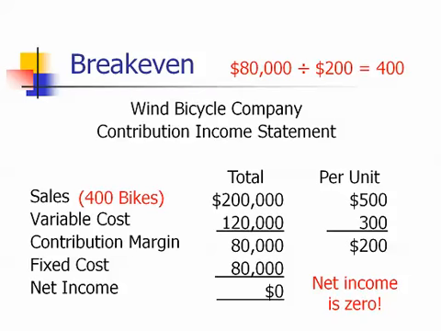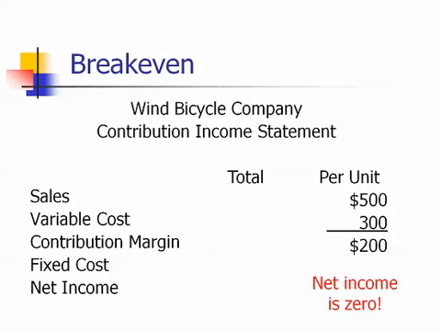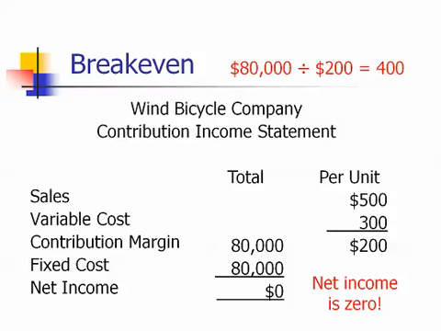At 400 bicycles, we'll have sales of $200,000, variable cost of $120,000, giving us our $80,000 contribution margin, which, after we subtract our fixed cost of $80,000, leaves us with zero net income, which was our break-even point. Again, break-even is where net income is zero, so we start with net income of zero. We add back our fixed cost of $80,000, which means in order to break even, we need a contribution margin of $80,000. We divide this by our $200 per unit contribution margin, and we find we must sell 400 bicycles to break even.